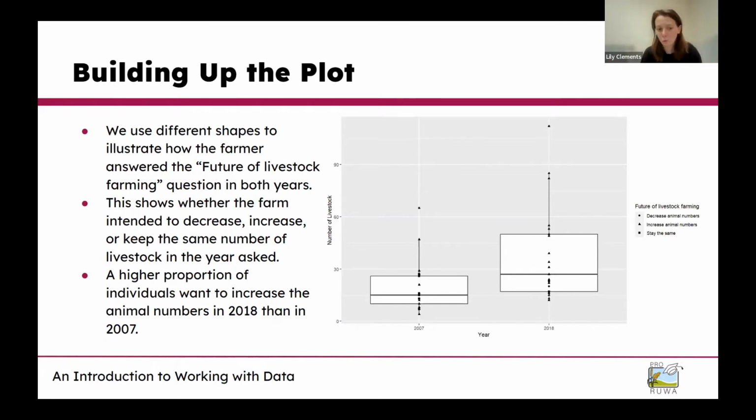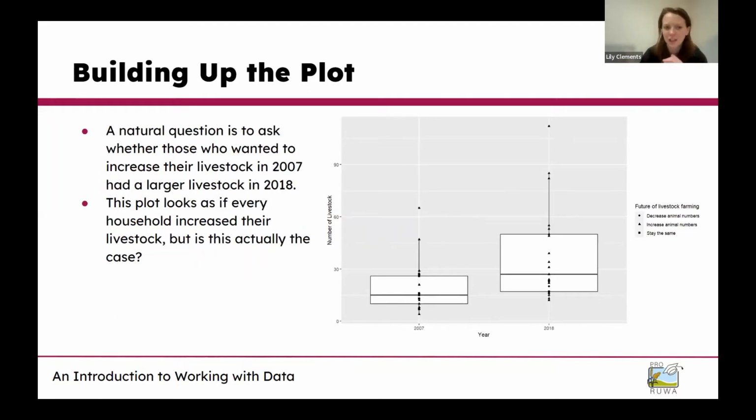So a higher proportion of individuals want to increase the animal numbers in 2018 than 2007. What we mean by this is we can see a lot more triangles, because the triangles represent increasing, in our 2018 plot than in our 2007 plot. And obviously we can look into tables and proportions to really verify this. Pivot tables, for example, are a fantastic way to verify this, as seen in topic 2.